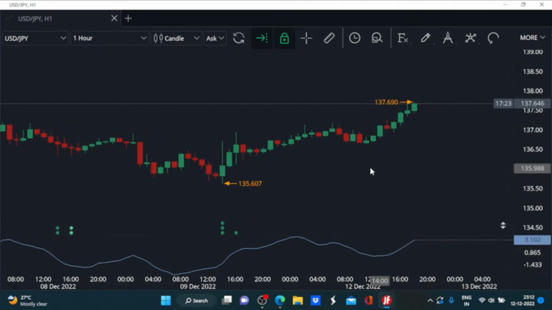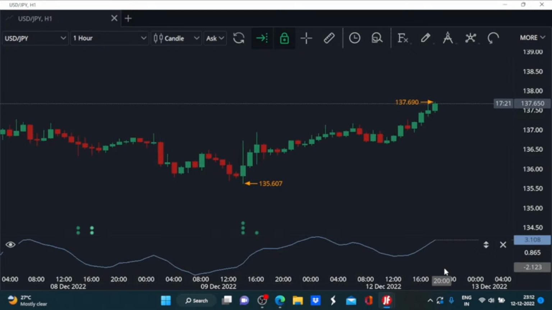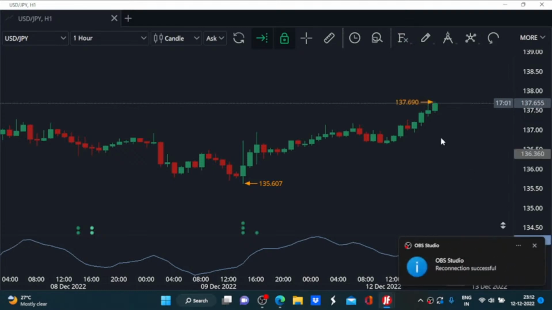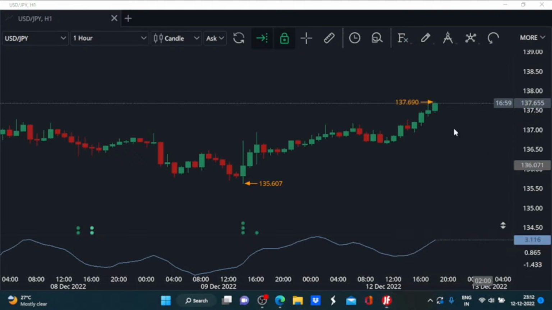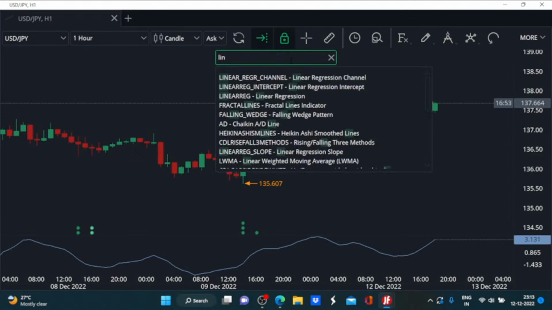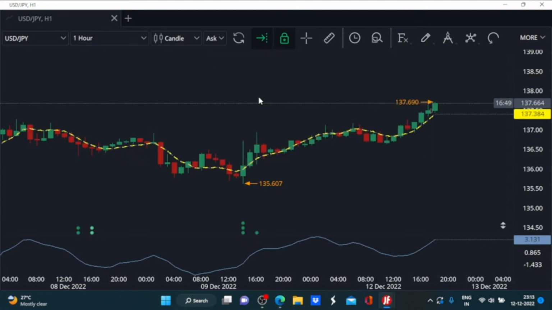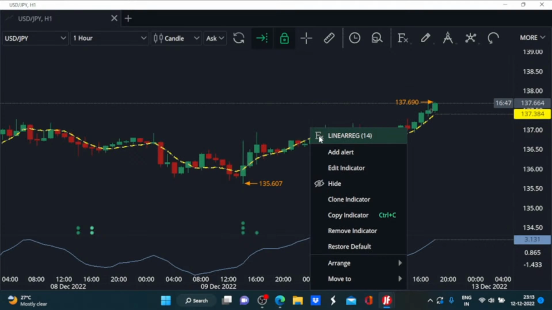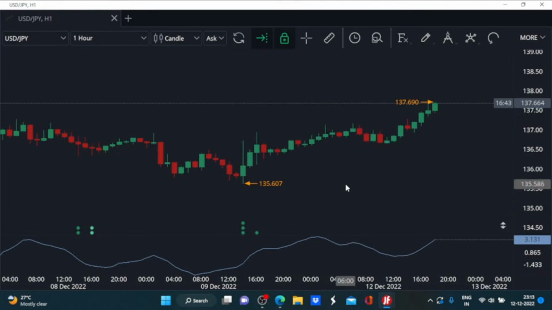Here I have added this linear regression angle. If you want to know where this indicator is, you simply can do a quick search. If you type in linear, it will appear. Here it is. Oh, sorry. I have mistakenly added another indicator.